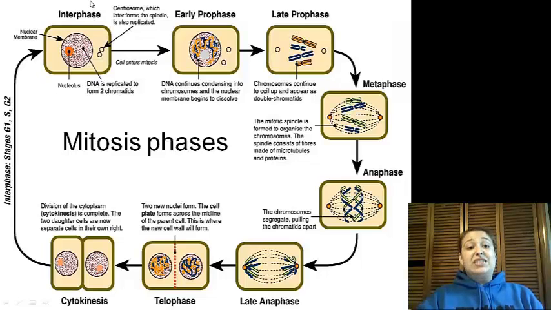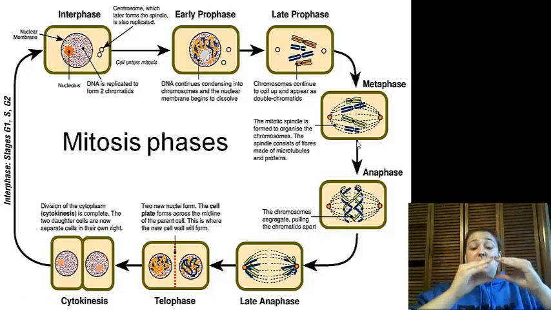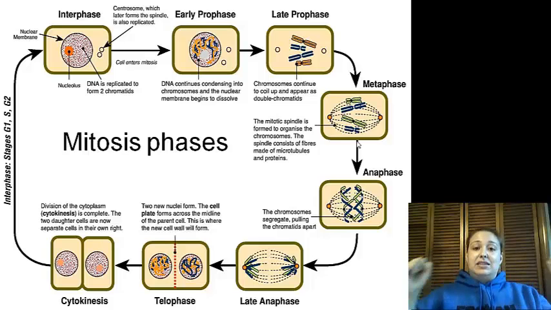So again, interphase is our normal, everyday cell. It's just chilling. Then it gets a signal, and it starts going into prophase. We have shown here prophase early and prophase late. Then we have metaphase. The chromosomes are lining up in the middle. Then we have anaphase. The chromosomes are being pulled apart. And then we have telophase and cytokinesis, 2 new cells being formed.